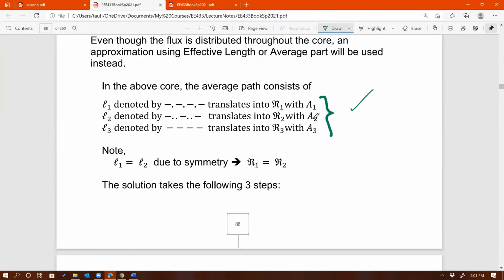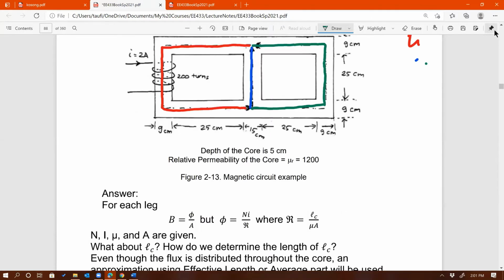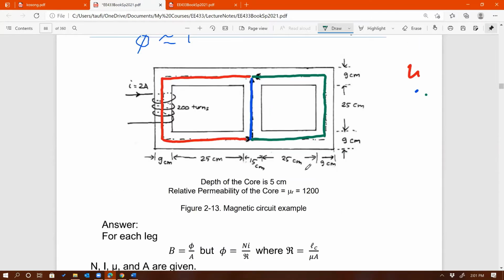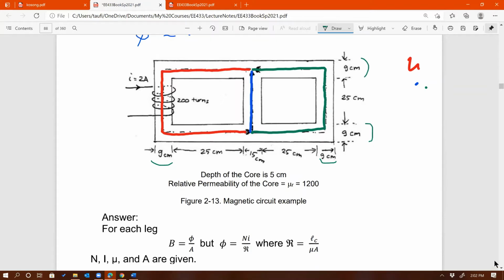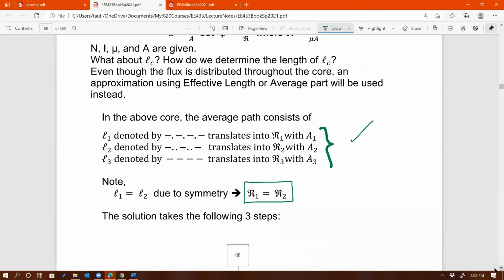And the area too. I put R1 equals R2. That means the area is the same too. Then let's check. 9 here, 9 there, 9 here, 9 there. Okay, yeah, they are the same. So I should note that L1 is equal to L2 and A1 is also equal to A2.